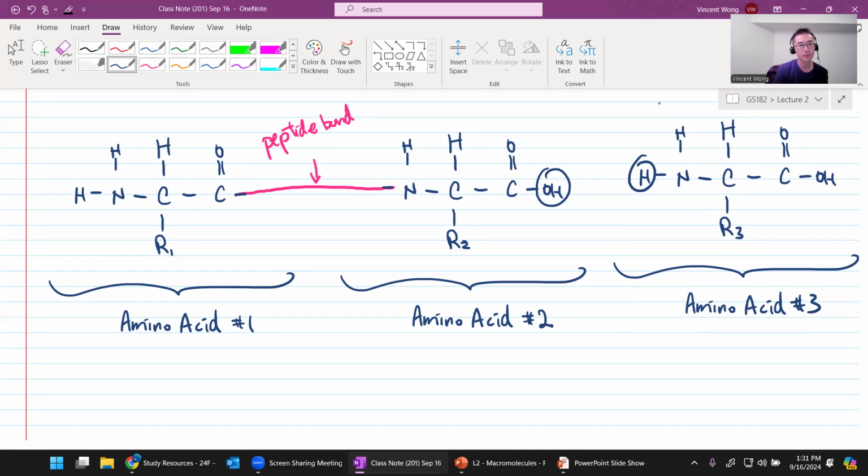Any questions at all? So the peptide bond is a covalent bond or ionic? Absolutely, it's a covalent bond, a sharing of electrons. All the bonds in the macromolecules that we are learning, all of them are covalent bonds. All of them are sharing of electrons.